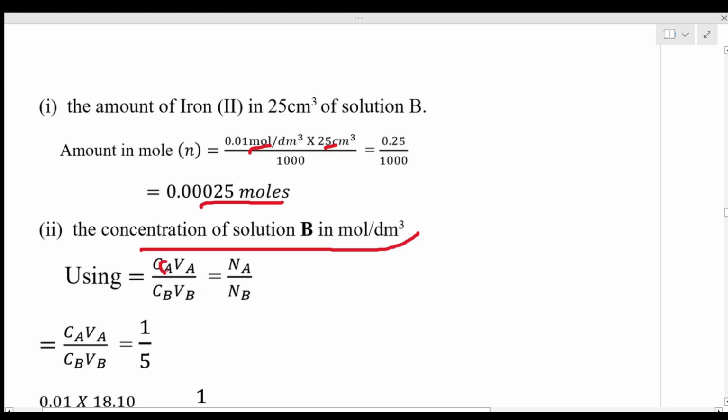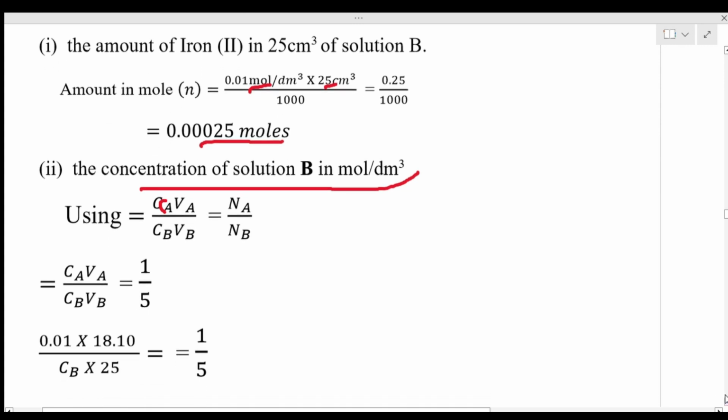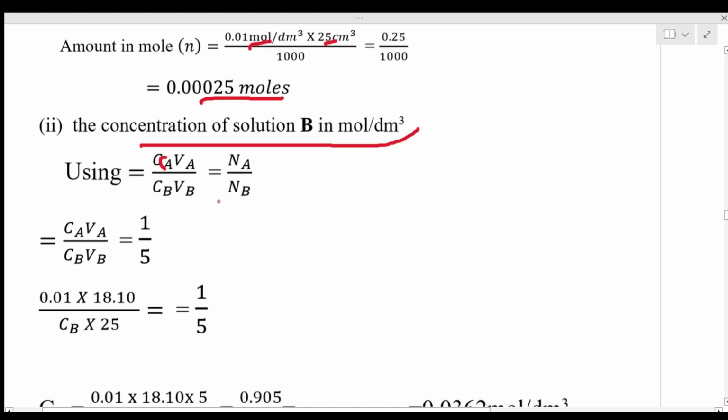Our A is the oxidizing agent, which is the KMnO4. Our B is the Fe. So our A here is this. Now, let's really look at it. We are looking for the concentration of B in mole per dm³.